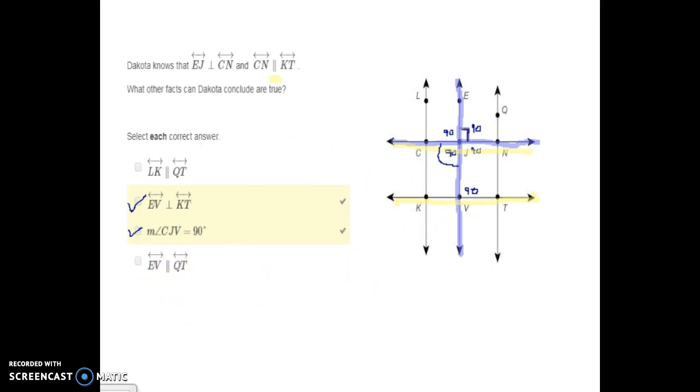And then EV, so EV is right here. EV is parallel to QT. Well, there again, we know this is 90. We know these are parallel, but we don't know the measure of these angles. So it looks like it may be parallel, but based on what we've been given, we cannot conclude. That could really be an 89-degree angle, and then it would be slightly off, and eventually they would intersect. So that's why those two are not correct answers.